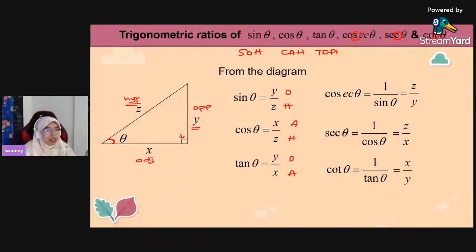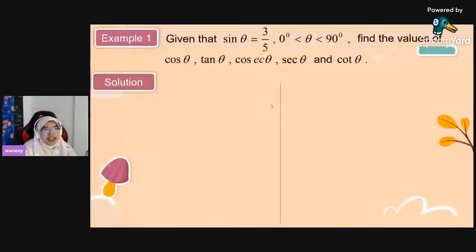Given that sine theta is equal to 3 over 5, where theta is between 0 and 90 degrees, find the values of cos theta, tangent theta, cosecant theta, secant theta, and cotangent theta. What's the reason they are giving us something like this? This is because we want to know where the triangle is when we draw it.